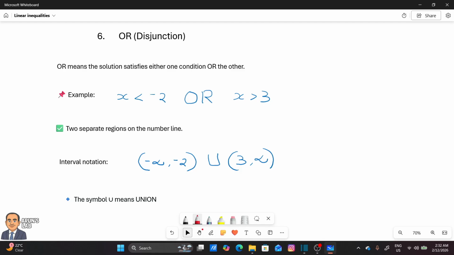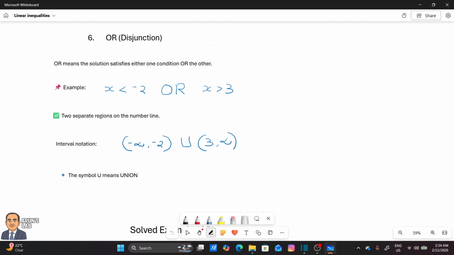Let's go deeper. Just see an example here. These are two separate inequalities: x less than minus 2 or x greater than 3. That is two separate regions. Let's see it on the number line. This is the number line, this is 0, this is 3, and this is minus 2. The first, x less than minus 2, means from here to minus infinity. And x greater than 3 means from here to infinity. These are the two separate regions.